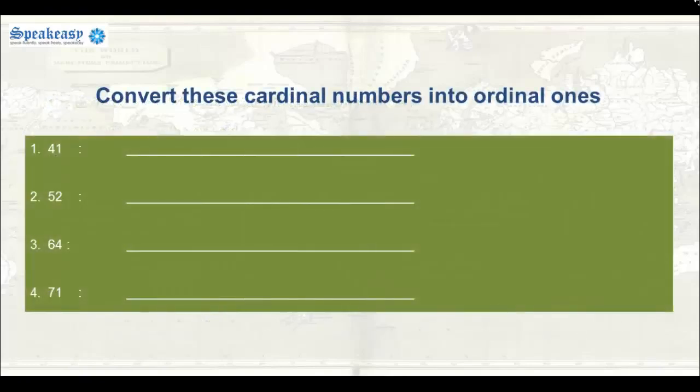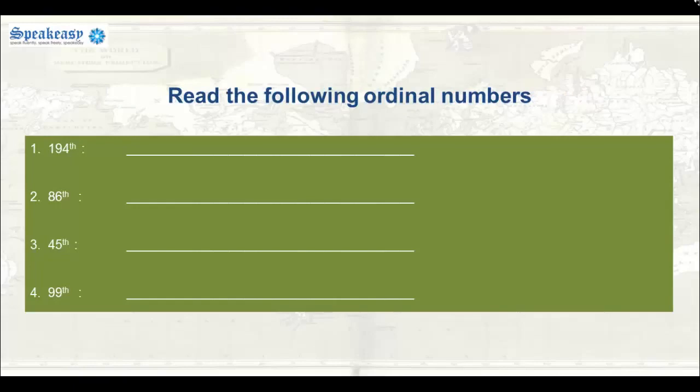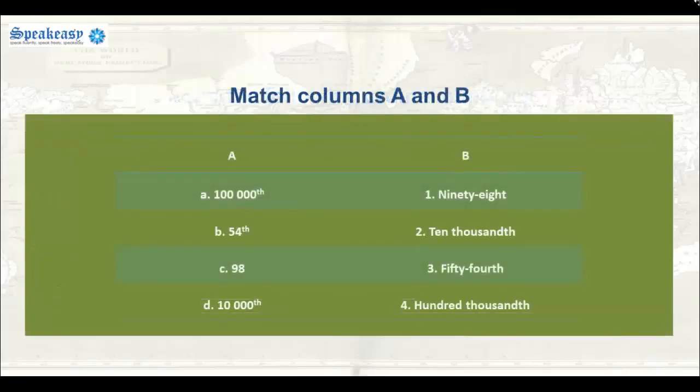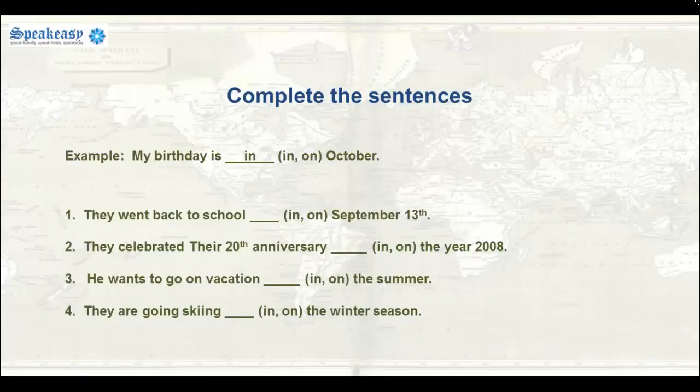So a little bit of practice now. Convert these cardinal numbers into ordinal ones. Read the following ordinal numbers. Match the numbers in column A with the numbers in column B. Complete these sentences using in or on. For example, my birthday is in October.